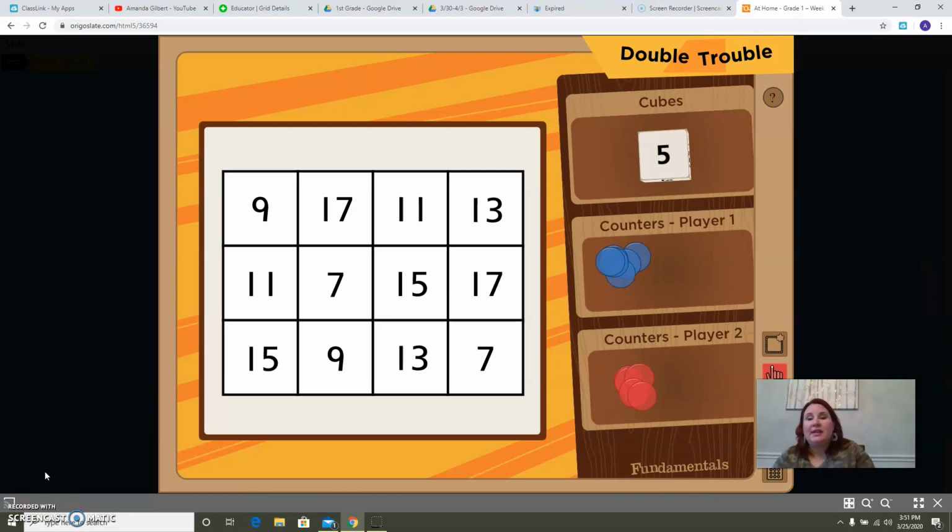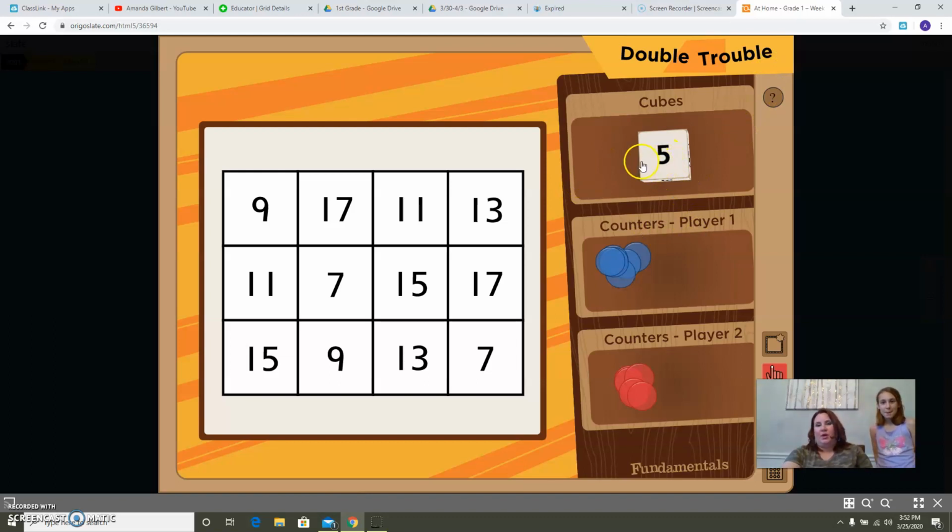It looks like this. Usually when the teachers are explaining how to play a game in class for math, we ask for a volunteer. And we say, who would like to come help me show how to play this game? And we call one of our students. Well, I don't have any students here with me. So I'm going to ask my daughter Leah, who's sitting next to me working on her schoolwork, if she will help me play double trouble.